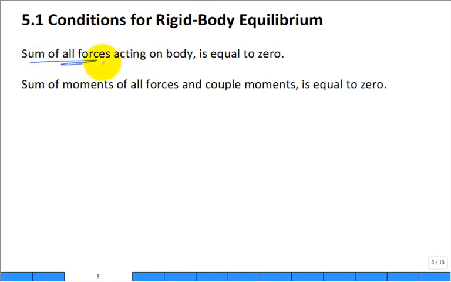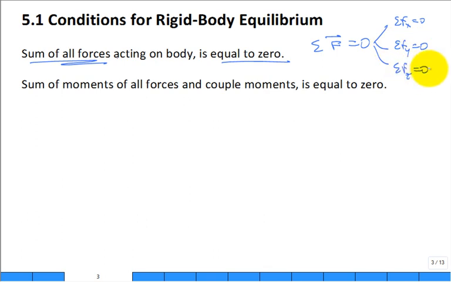All right. So what are the conditions for rigid body equilibrium? Well, the sum of all the forces acting on the body must equal 0. So this is the sum of the forces equal to 0. That's a vector equation. And in 2D, we'll have two scalar equations: the sum of the forces in the x equal to 0, the sum of the forces in the y equal to 0. And when we move to 3D, the sum of the forces in the z equal to 0.